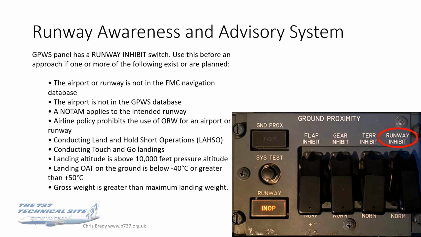Airline policy prohibits the use of the RW, the overrun, for an airport or runway. When you're conducting landing hold short operations, touch and goes, remember that for those of you who are base trainers. Landing altitude is above 10,000 feet pressure altitude because you can't do the calculations properly, and the OAT is out of limits, i.e. below -40 or greater than +50. And the gross weight is greater than the max landing weight. So that's an overweight landing condition there. So that's probably one to bear in mind.